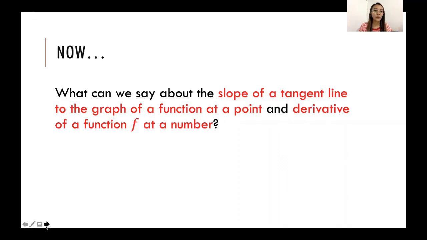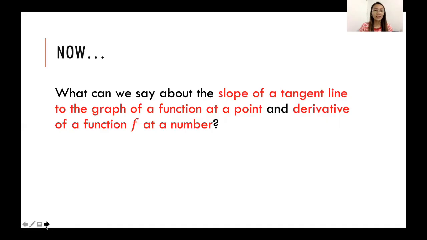Okay, so I repeat, what can we say about the slope of a tangent line to the graph of a function at a point and the derivative of function f at a number? Let's go back to our first example, diba? Dun sa first example natin, yung slope na nakuha natin is m equals 1.